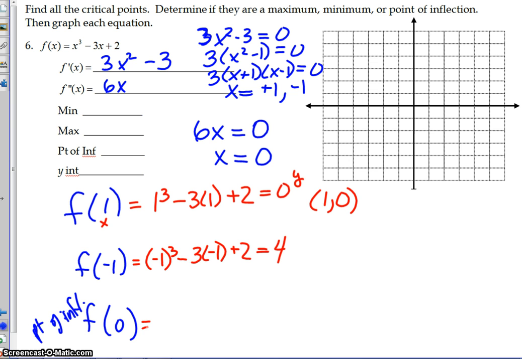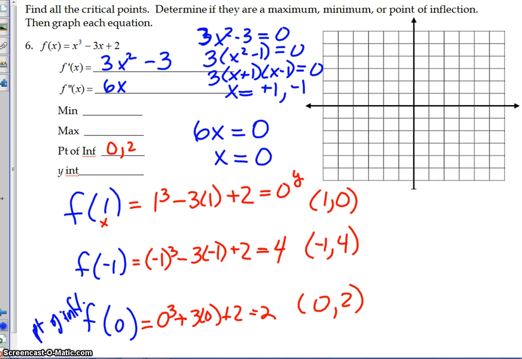Okay? And then f of 0 would be basically 0, and then plus a negative 3, it's another 0, and then plus 2. So we get 2. So this was the point (negative 1, 4). This is the point (0, 2). And we know that that's going to be our point of inflection.